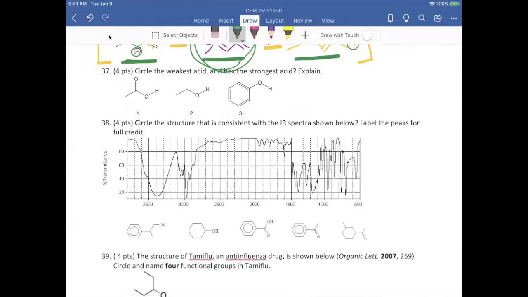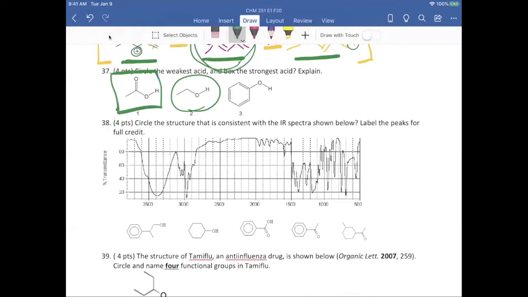Number 37, a lot of people got wrong, which I'm confused about because we did do this one as a question of the day in class. I hope and I think most people understood when we circle the weakest acid that it's going to be this one right here. It's the weakest acid because its conjugate base does not have any resonance. Now, when we talk about 1 versus 3, which one is the strongest acid? It turns out it's this one over here.